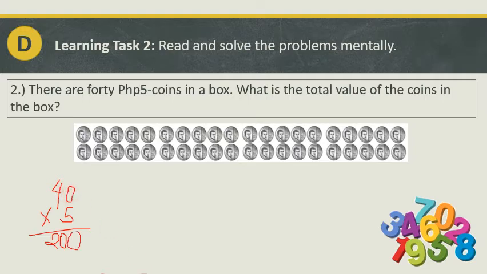Okay, so ganun po yung shortcut sa pag-multiply pag may 0 yung isa. Okay, so ang answer natin is 200 pesos. Yung PHP, ang ibig sabihin niyan ay Philippine Peso.